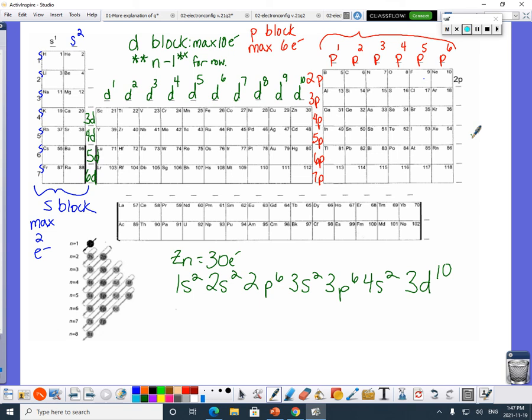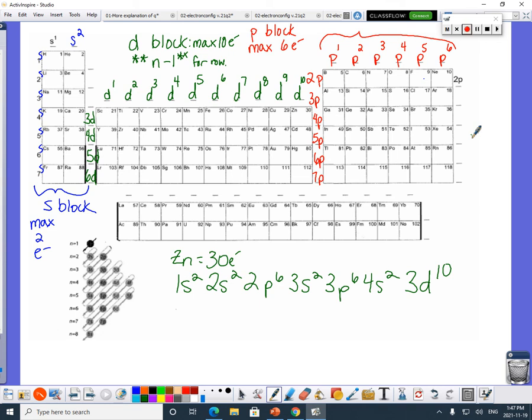Just follow the atomic number. So number 1, number 2. Does zinc have at least 2 electrons? Yes. So we write them down. Then we keep going. 2s2. Does zinc have at least 4? Yes. Keep going. 2p6. Does zinc have at least 6 or 10? Yes. Keep going. 3s2.